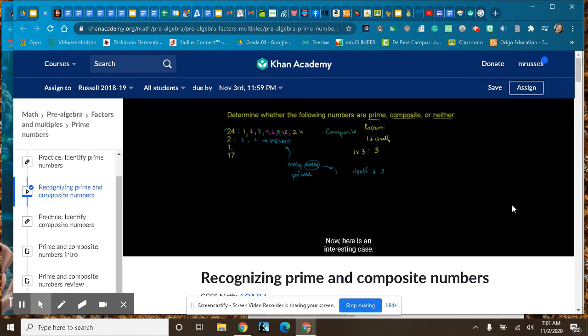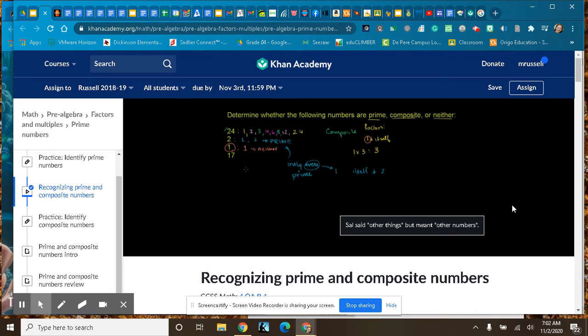Now here's an interesting case. 1. 1 is only divisible by 1. So it is not prime technically because it only has 1 as a factor. It does not have 2 factors. In order to be prime, you have to have exactly 2 factors. 1 has only 1 factor. In order to be composite, you have to have more than 2 factors. You have to have 1, yourself, and some other things. So it's not composite. So 1 is neither prime nor composite.